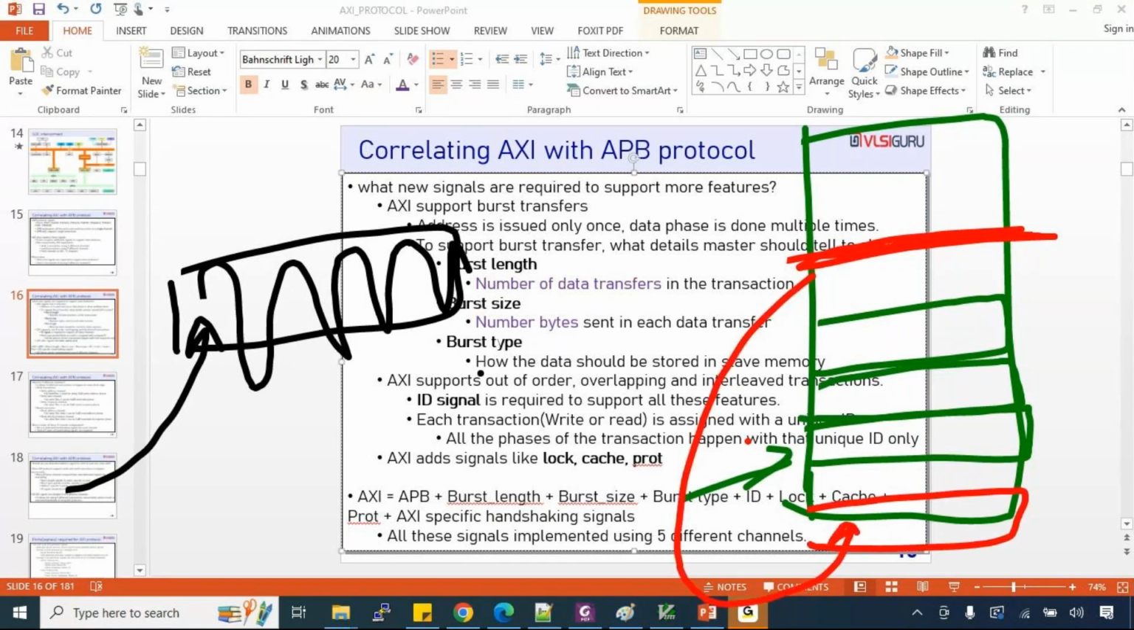That is called wrapping. Wrapping is a slightly difficult concept for today's session. We'll take it in the later part. For many features, incrementing and wrapping are common, but once you reach the boundary, you come back to the original location, some lower boundary. That is called wrap.